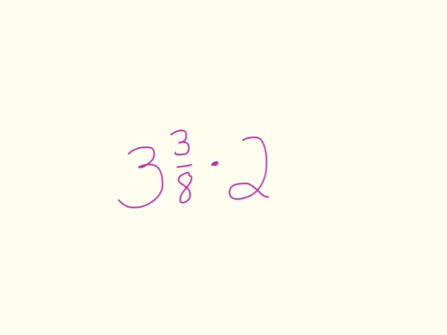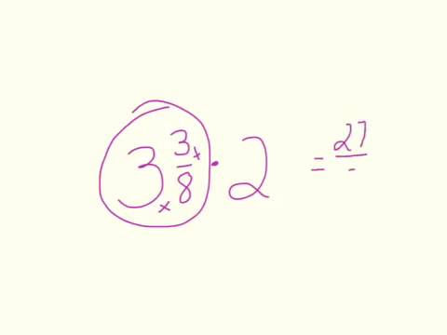First of all, if I'm going to multiply 3 3/8 times 2, I have to change my mixed number into an improper fraction. To do that, I start with my whole number 3, take it times 8, and add on my numerator. 3 times 8 is 24, plus 3 is 27/8. Remember, the denominator stays the same. Now, I can change my 2 to 2 over 1, and now I can simply multiply across. 27 times 2, which is equal to 54, and 8 times 1, which is equal to 8.